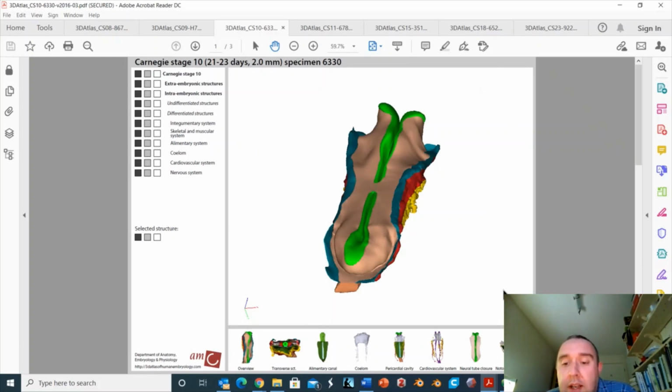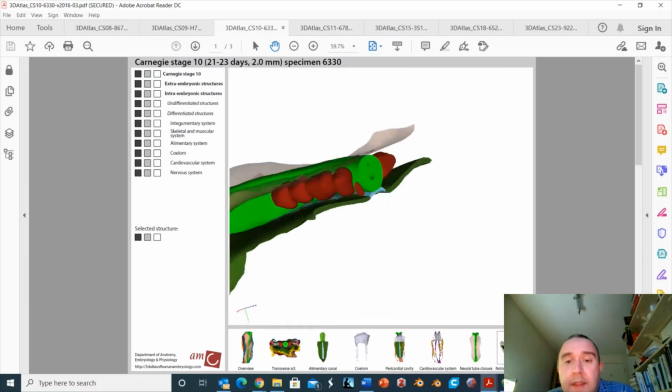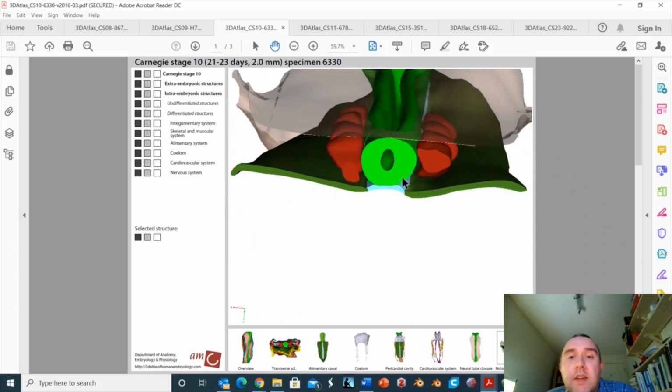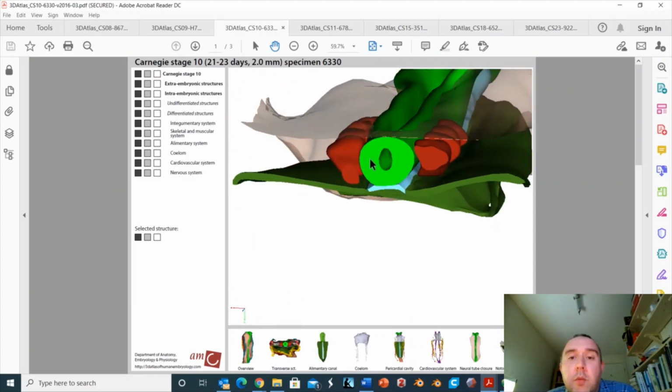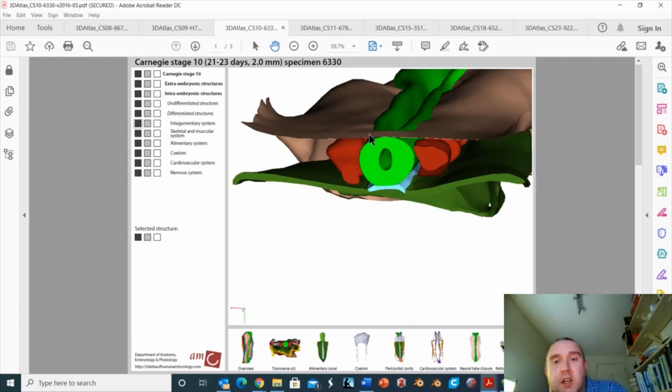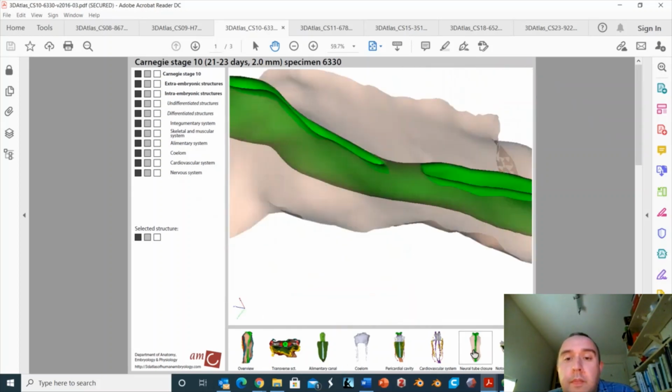And if we look at a cross-section at that level, we can see that we have now very, very nicely formed a complete tube, and that the ectoderm that will become the skin has healed up over this point and reconstituted the body wall. So at this point, we have formed a complete neural tube.